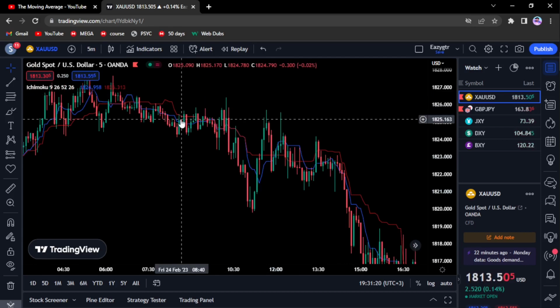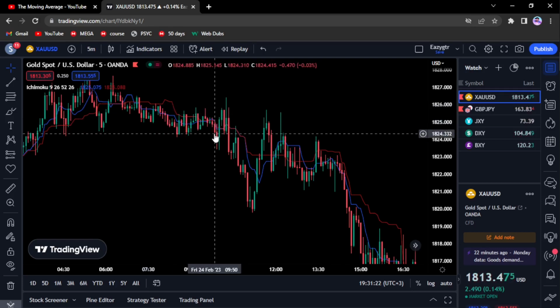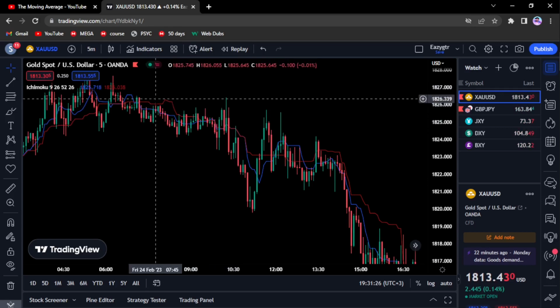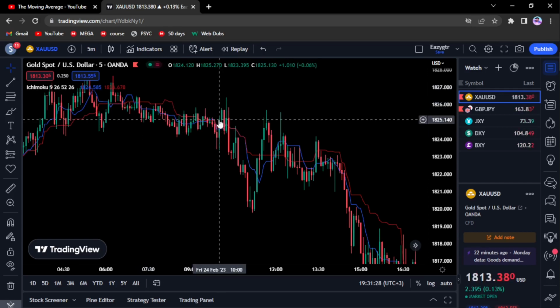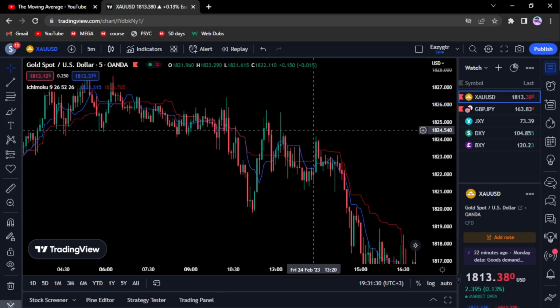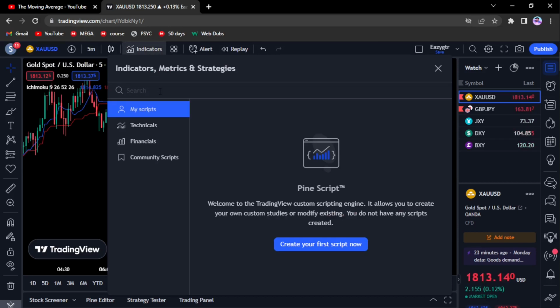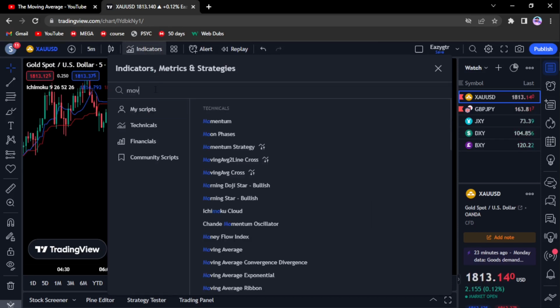With this strategy, with any crossover strategy, you'll realize that when the market is ranging, you get a lot of false entries and exits. You'll end up entering trades that are not very efficient. So this is how I filter through the noise in the market when it's ranging. You add one indicator. So here we'll add our moving average.